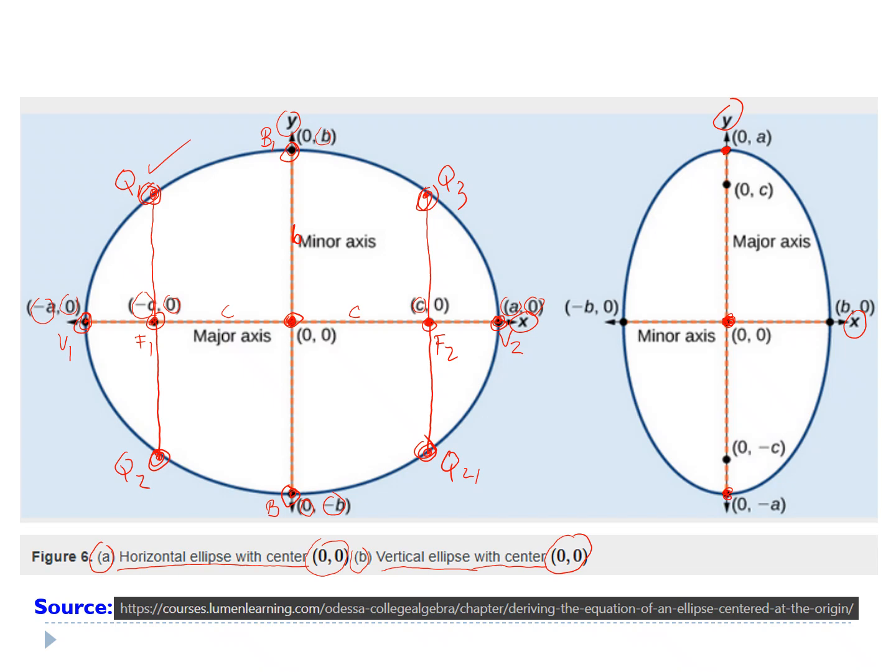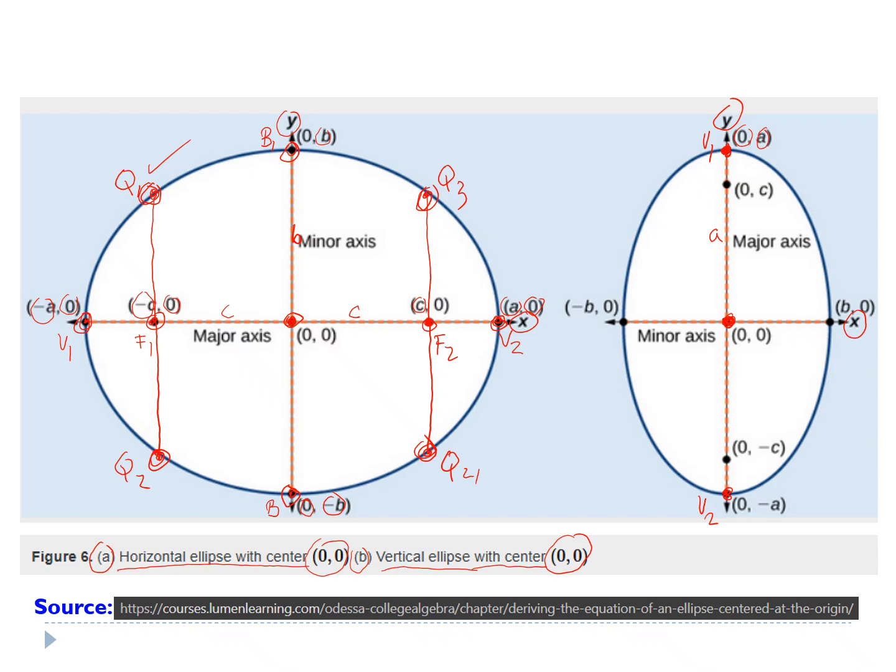We call this vertex v1, and we call this vertex v2. So the coordinates of v1: this point lies on the y-axis, so therefore the abscissa is equal to 0. And we know that the distance from the center of this ellipse to the vertex is a. So the ordinate of this point v1 is equal to positive a, since this is above the x-axis.